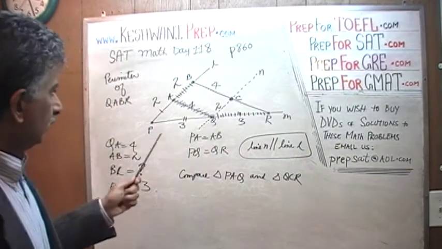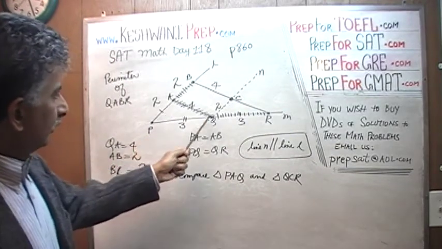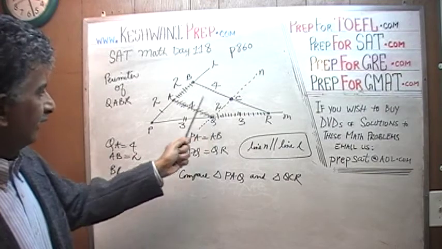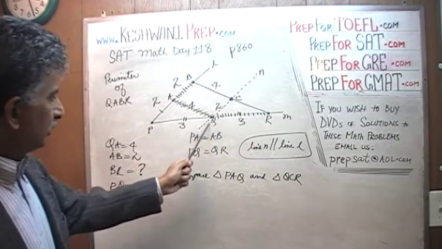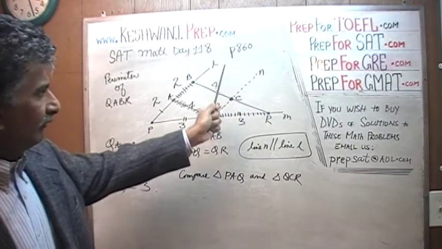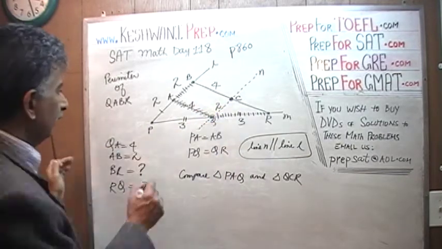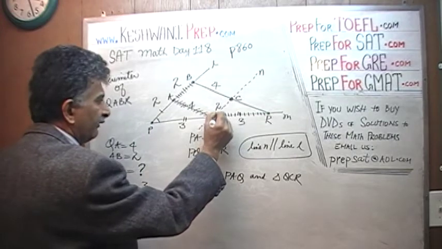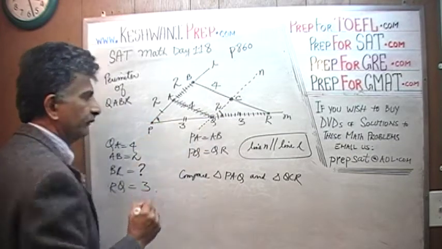Okay, here's what's going on. P to A is 2, Q to C is 2, so these two sides are equal to each other. P to Q is 3 and Q to R is 3. And also, because L is parallel to N, angle P is the same as angle Q. These two angles are equal.